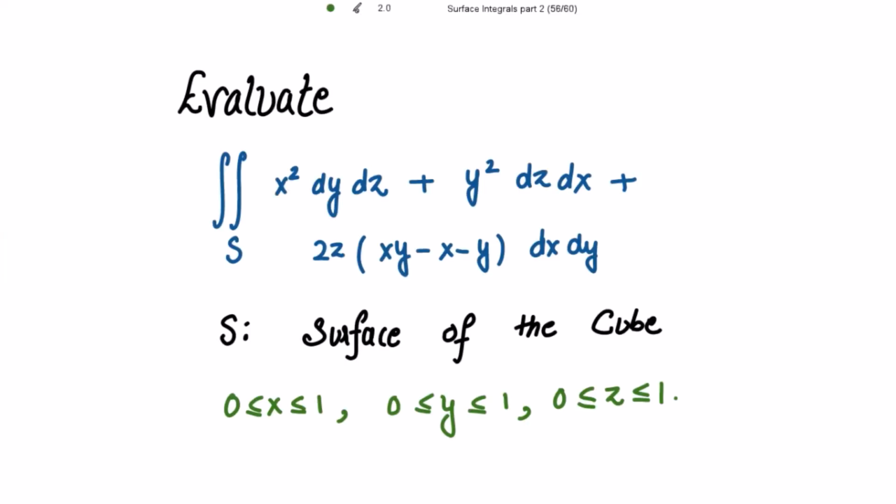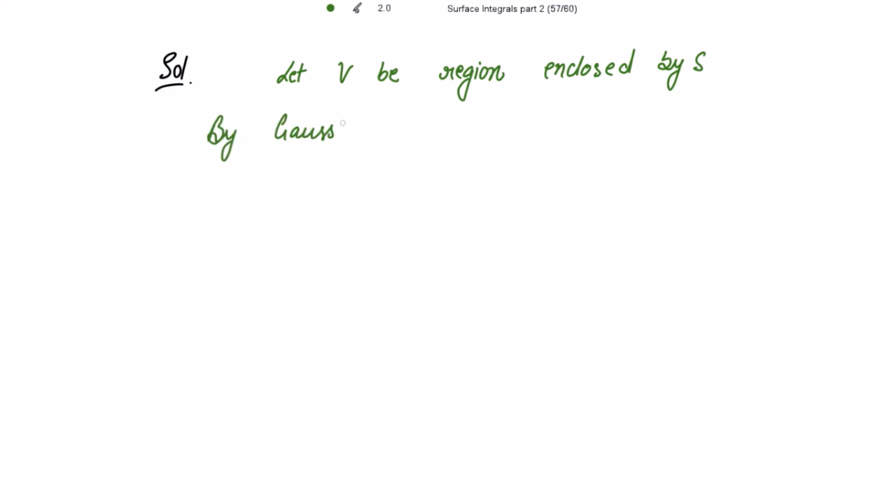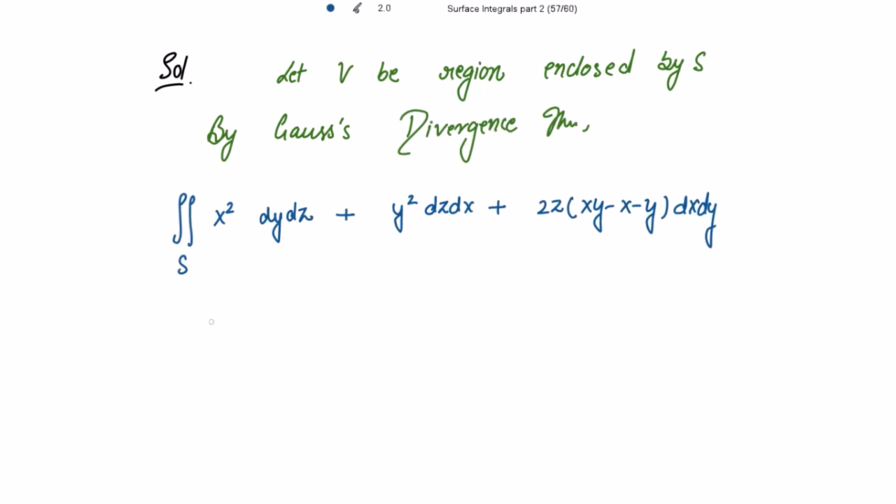We need to evaluate the surface integral where S is the surface of the cube with the given limits. Let V be the region enclosed by S. Then by Gauss's divergence theorem, the given surface integral is equal to the volume integral of the divergence of the same.